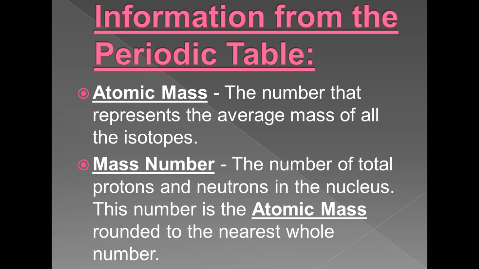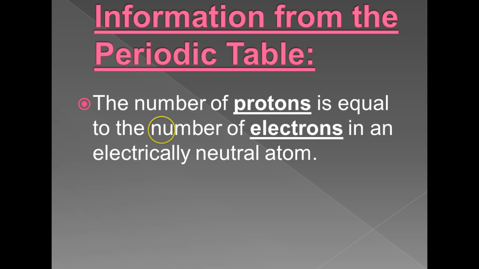The atomic mass, that's the number that represents the average mass of all the isotopes. We'll talk more in depth about that in a different video. The mass number, that's the number of total protons and neutrons in the nucleus. This number is the atomic mass rounded to the nearest whole number. The number of protons is equal to the number of electrons in a neutral atom, an electrically neutral atom. That's very important here.